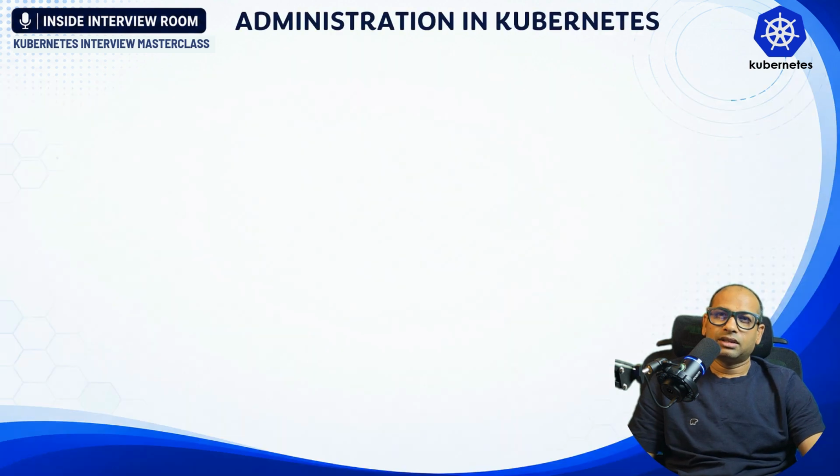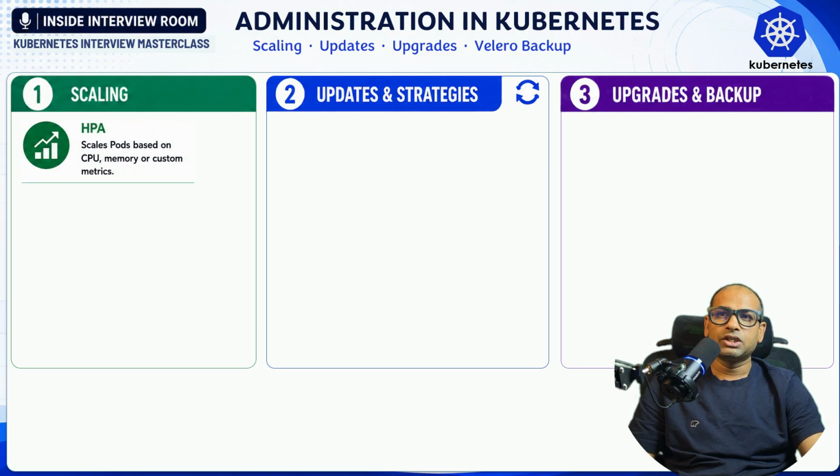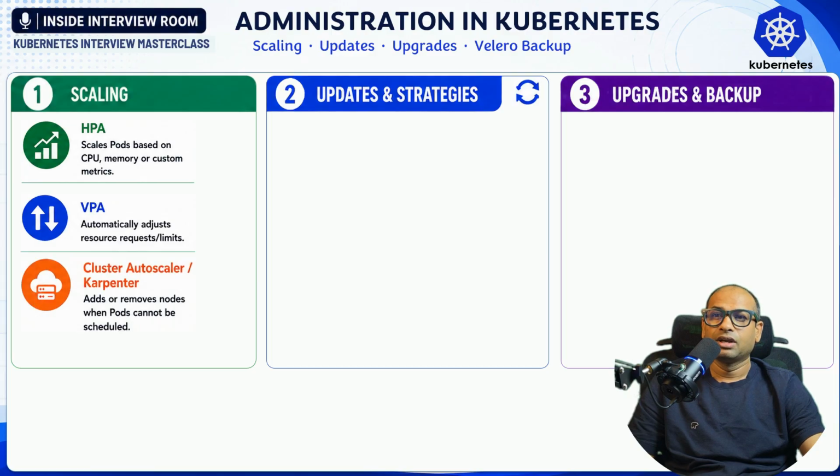Administration in Kubernetes. This is again one of the important topics that we discuss in the interview. Administration like scaling, updates, upgrades, and backup. What is scaling? Scaling is like horizontal pod autoscaling. So it scales pods based on the CPU, memory, or custom metrics. VPA automatically adjusts resource requests and limits. Cluster Autoscaler or Karpenter adds or removes nodes when pods cannot schedule. Standard stack: HPA plus CA or Karpenter.